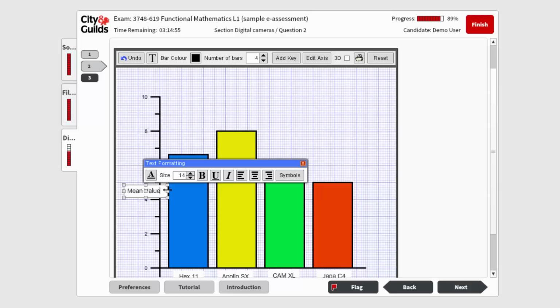So what I'm going to do here is grab onto this bottom corner box, and I can twist the whole box around so it goes at the side.